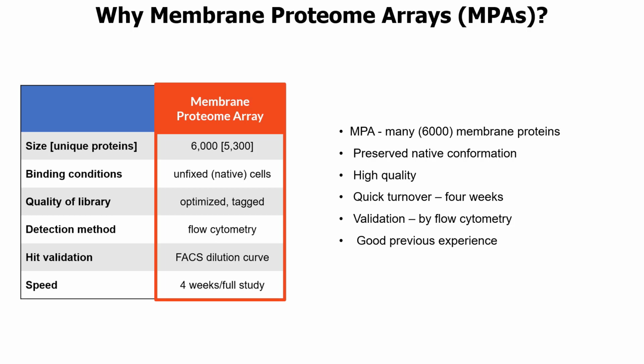First, it really has virtually all important 6,000 membrane proteins. Also, the cells they use are unfixed, so they preserve their native conformation, which is very important, high quality, and then very quick. Our experience shows that it's within 4 weeks, or sometimes even quicker, especially for our SARS-2 antibodies. 4 weeks is really quick turnover. And also there is validation by flow cytometry, and I had a very good previous experience with this at NIH.